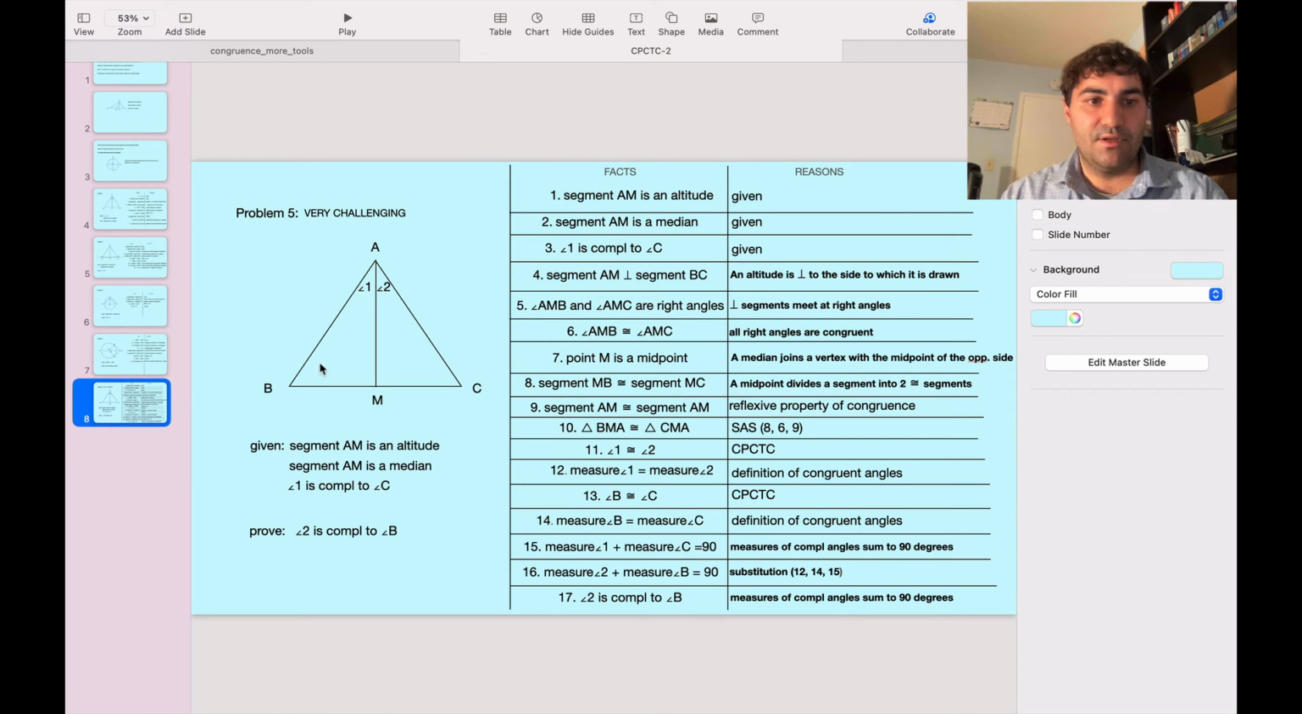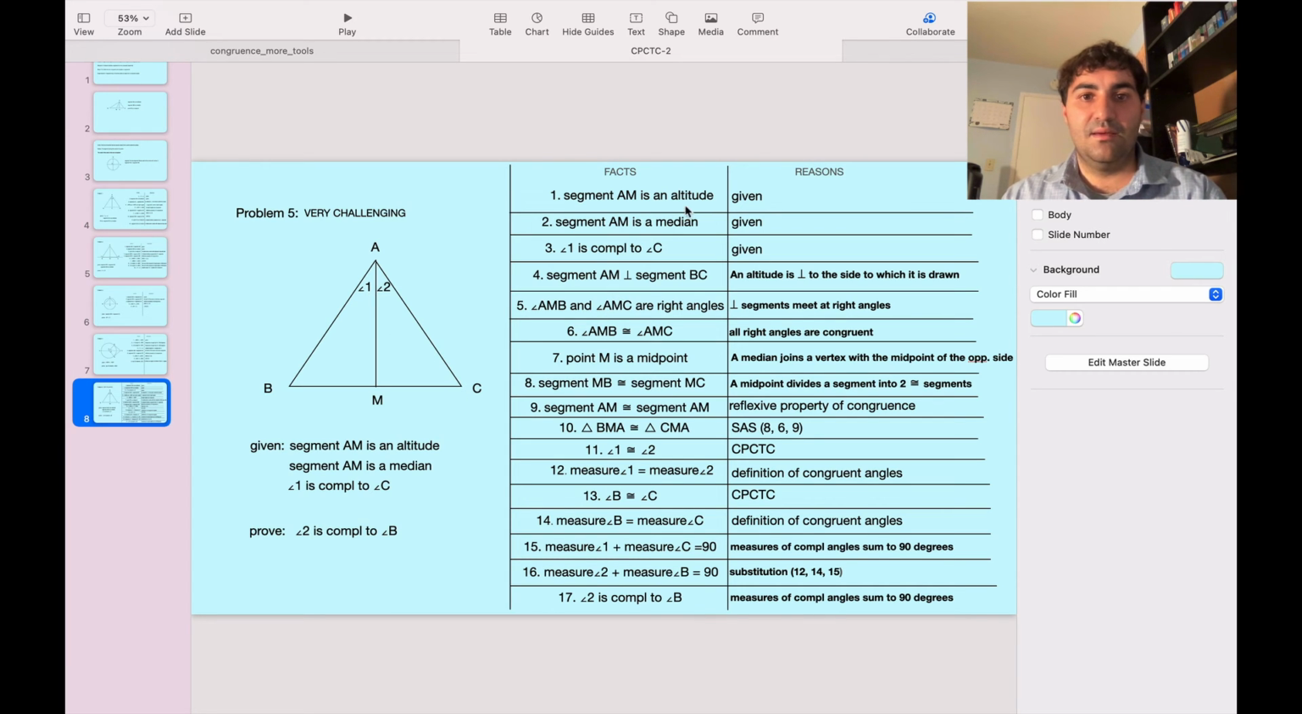So we're given this triangle ABC, and we're given that segment AM is an altitude, and that segment AM is also a median, and we're given that angle 1, so angle 1 is this angle here, is complementary to angle C. And we want to prove that angle 2 is complementary to angle B. So let's start off with what we're given. We're given that segment AM is an altitude, it's a median, and that angle 1 is complementary to angle C.